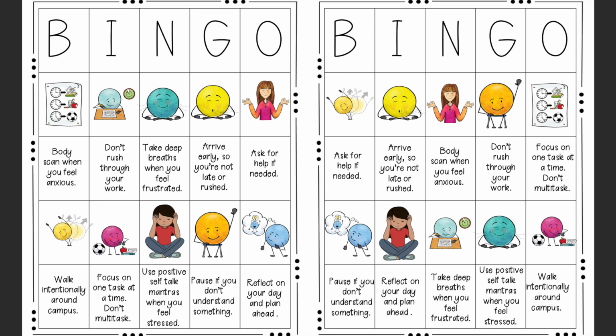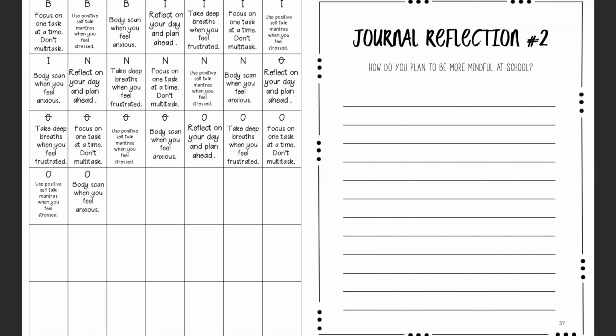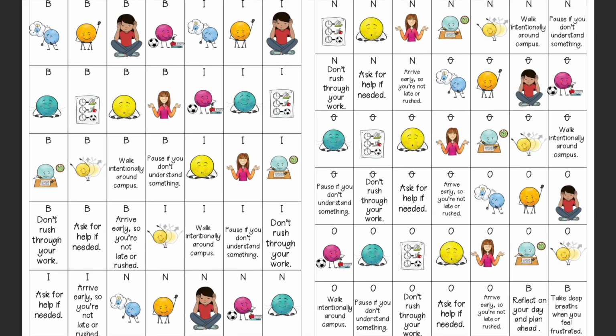And then there is a mindfulness at school bingo game. So there are 10 different bingo cards, and there are some call-out cards. So instead of having the bingo balls, you would cut these and put them in a basket or hat or whatever, and then you pick out one, and that's a different combination.